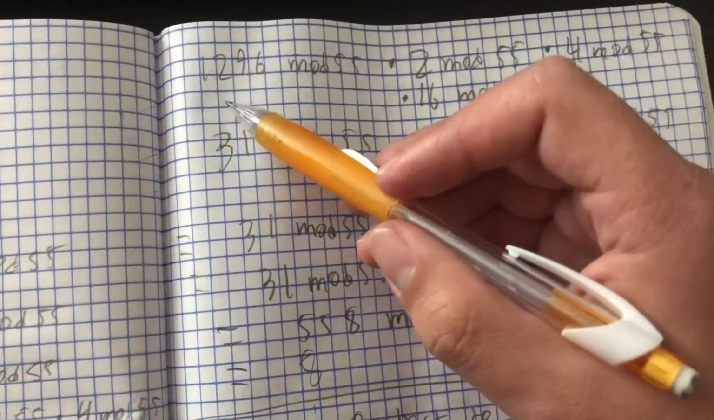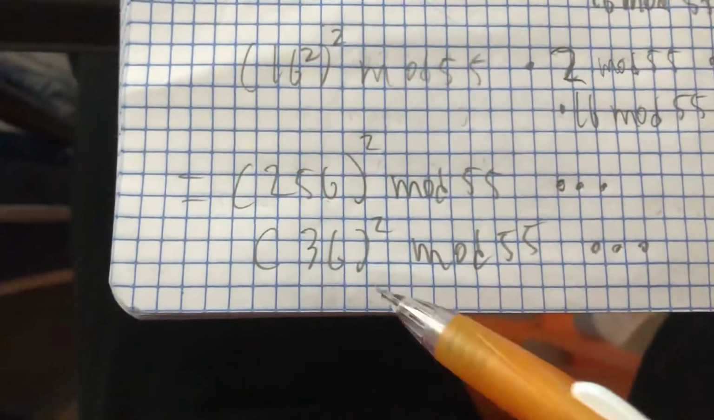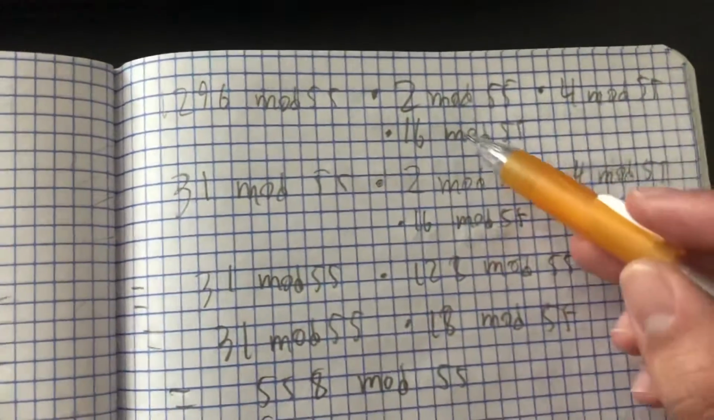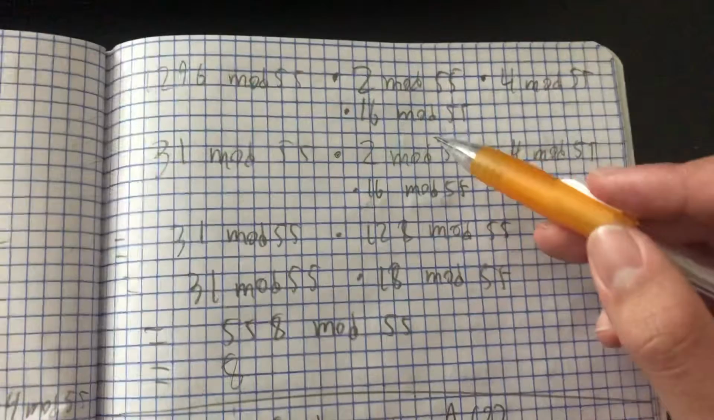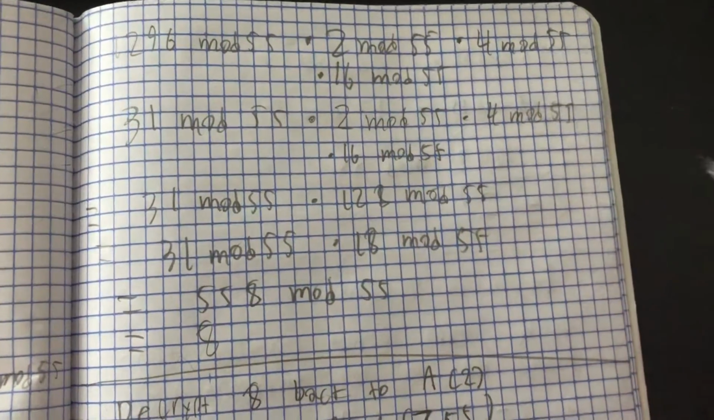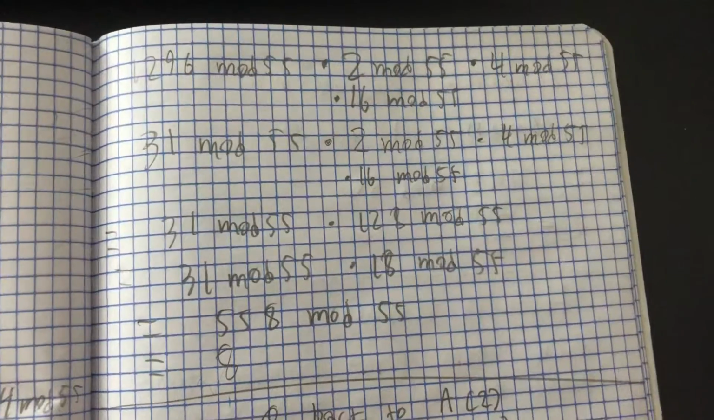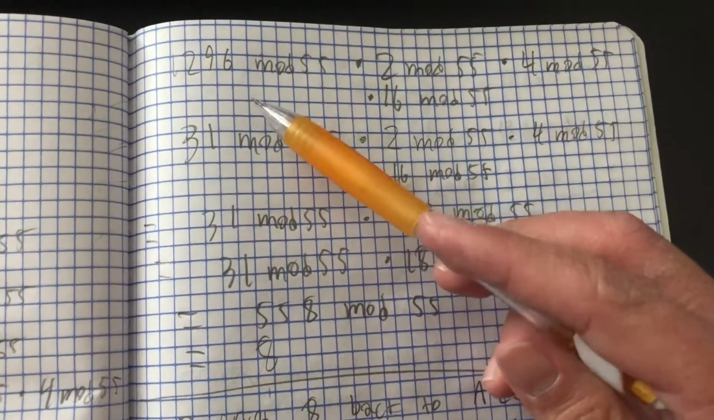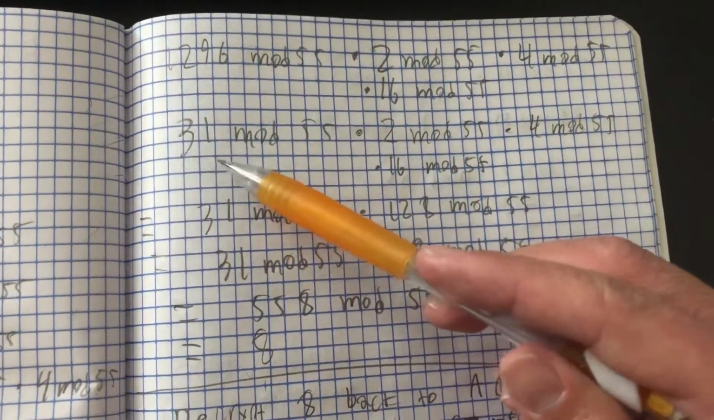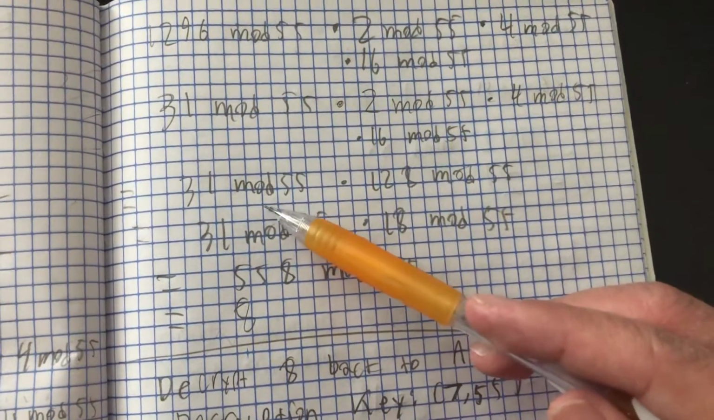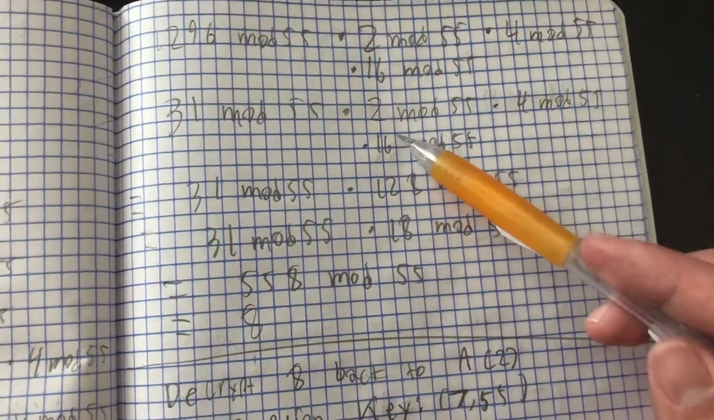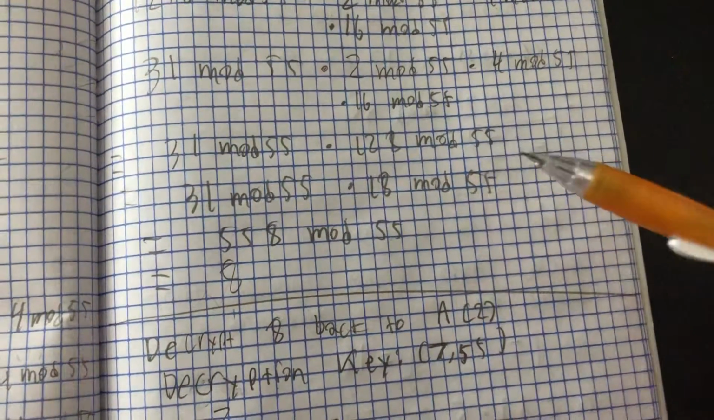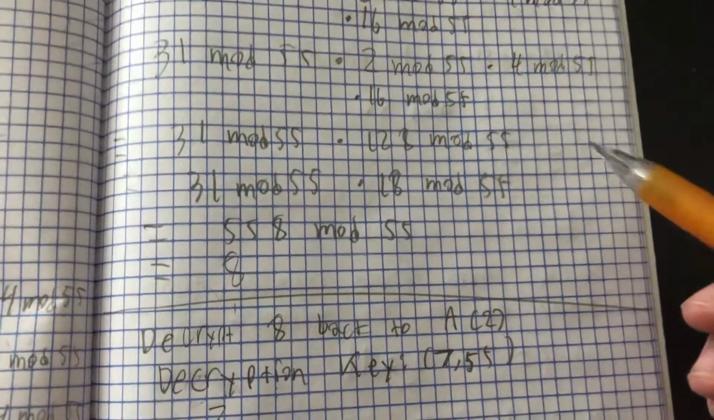And now, since we were left with 36 squared here, we have 1296 mod 55 plus all these other mods. One of the modulus properties is that you can multiply 2 mod 55 times 4 mod 55 and then take the modulus of them. You don't have to do the modulus all separately. So 1296 divided by 55, the remainder is 31. Then we get 31 mod 55, and 16 times 4 times 2 equals 128. Then we take the modulus of that. The remainder when it's divided by 55 is 18.